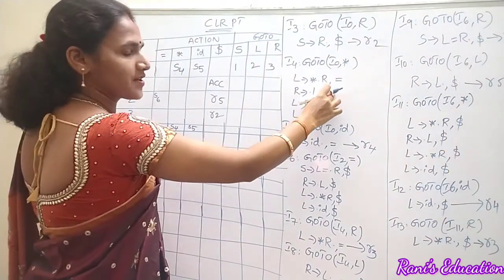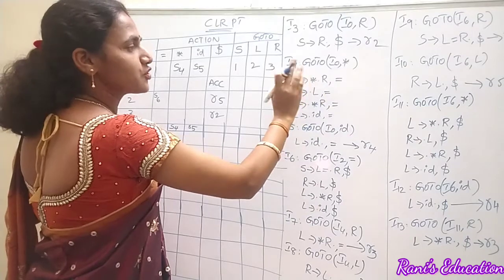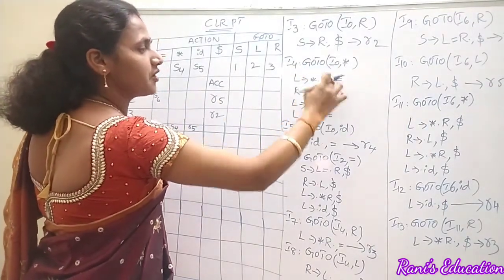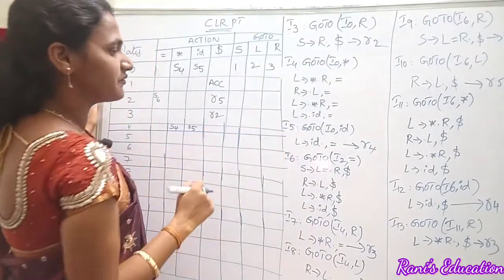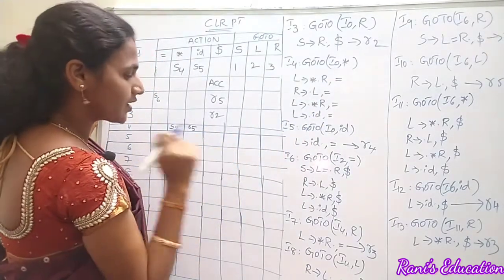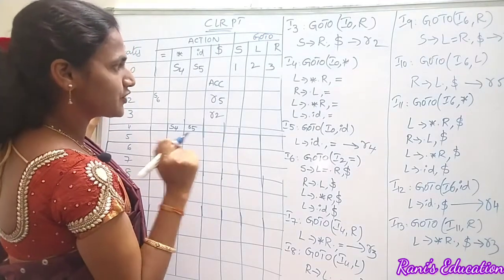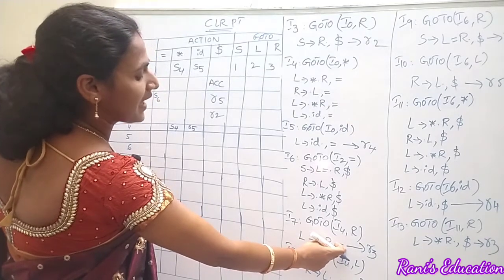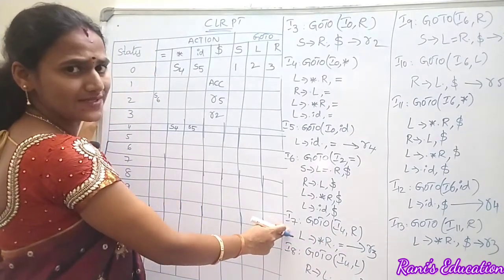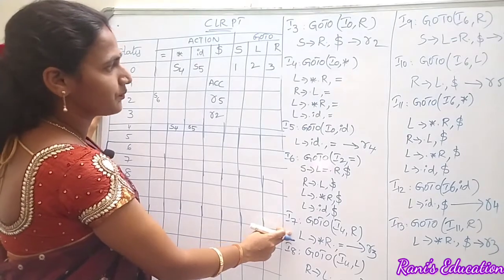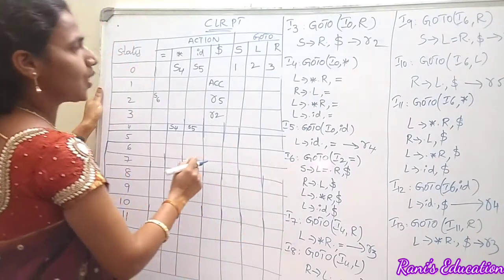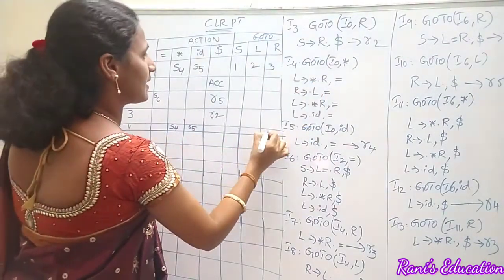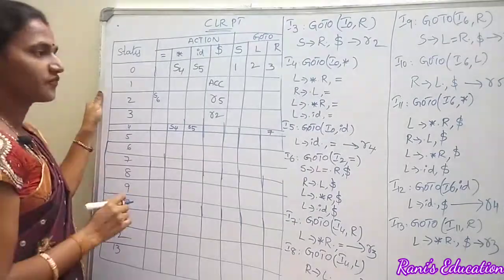Now go for I4 only. We still have two more productions in that I4, so you need to apply the goto function. Dot R is changed to R dot with the look ahead equal. In which item can we observe that? In I7. You can see this, yes or no? In I7. So under R, you are going to write the number as 7 for the fourth item.